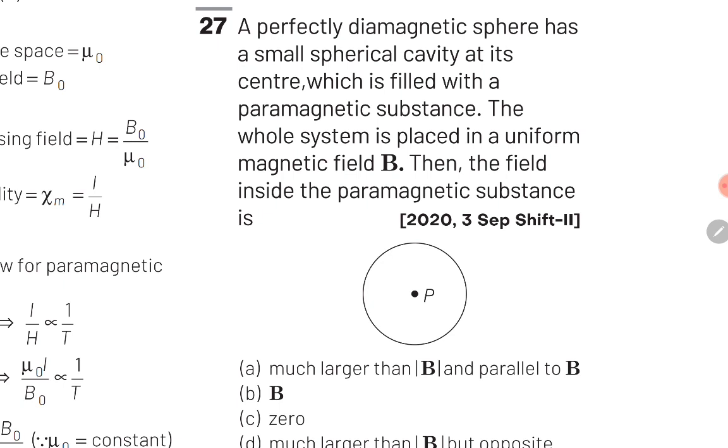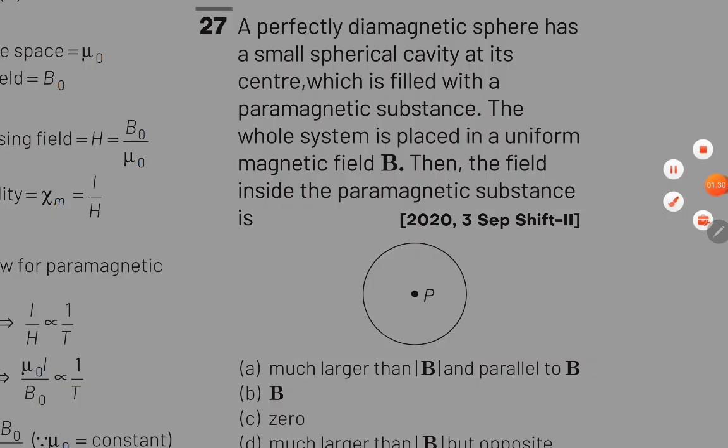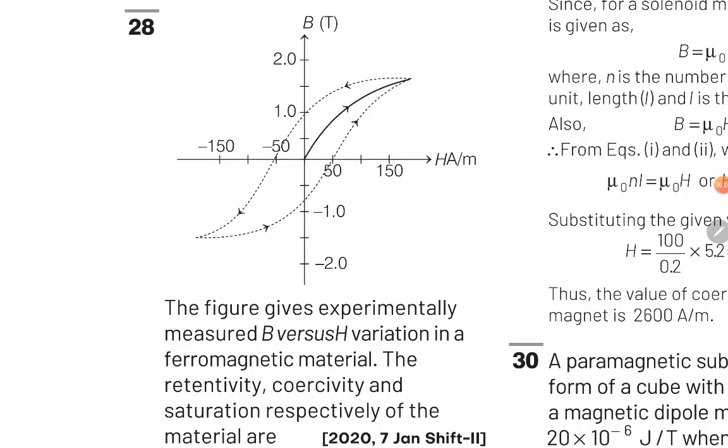So guys, in summary, diamagnetic substance will have opposite magnetic field and perfectly diamagnetic substance will have equal and opposite magnetic field, making the magnetic field inside the substance as equal to 0. So with this we have completed this question. Let's move ahead to the next slide. Yes students, the 11th question of this chapter is, the figure gives experimentally measured B versus H variation for a ferromagnetic material.